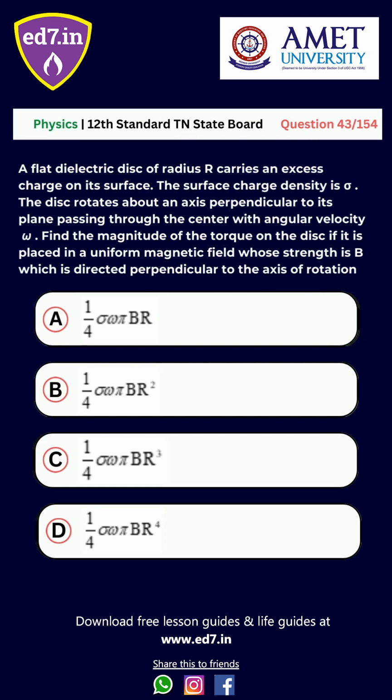Option A, 1 by 4 sigma omega pi B r. Option B, 1 by 4 sigma omega pi B r squared. Option C, 1 by 4 sigma omega pi B r cubed. Option D, 1 by 4 sigma omega pi B r to the power 4. And the right answer for this question is option D, 1 by 4 sigma omega pi B r to the power 4.